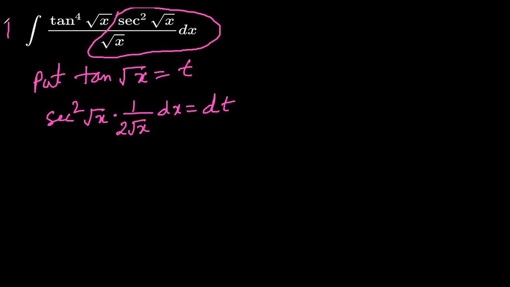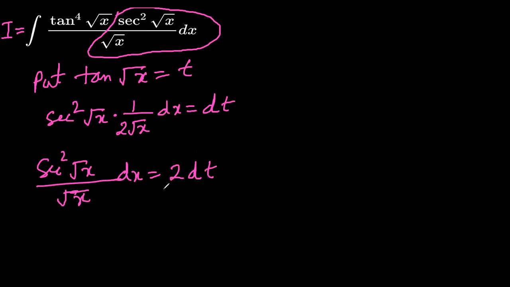So let's write I is equal to this here. So we get the integral of tan to the power 4 root x. Okay, let's rewrite this a little bit. Can we say sec squared root x divided by root x dx is equal to, this 2 is taken to the right, gets multiplied with dt, 2 dt. So this part over here, which is circled, becomes 2 dt. And of course, this is tan root x to power 4. That means t to power 4.